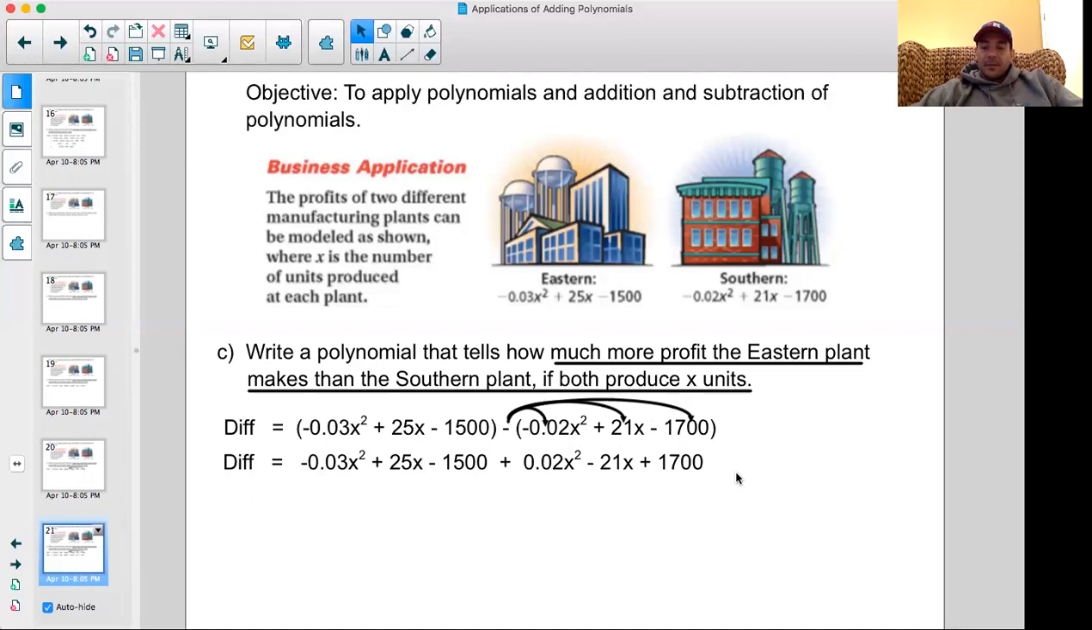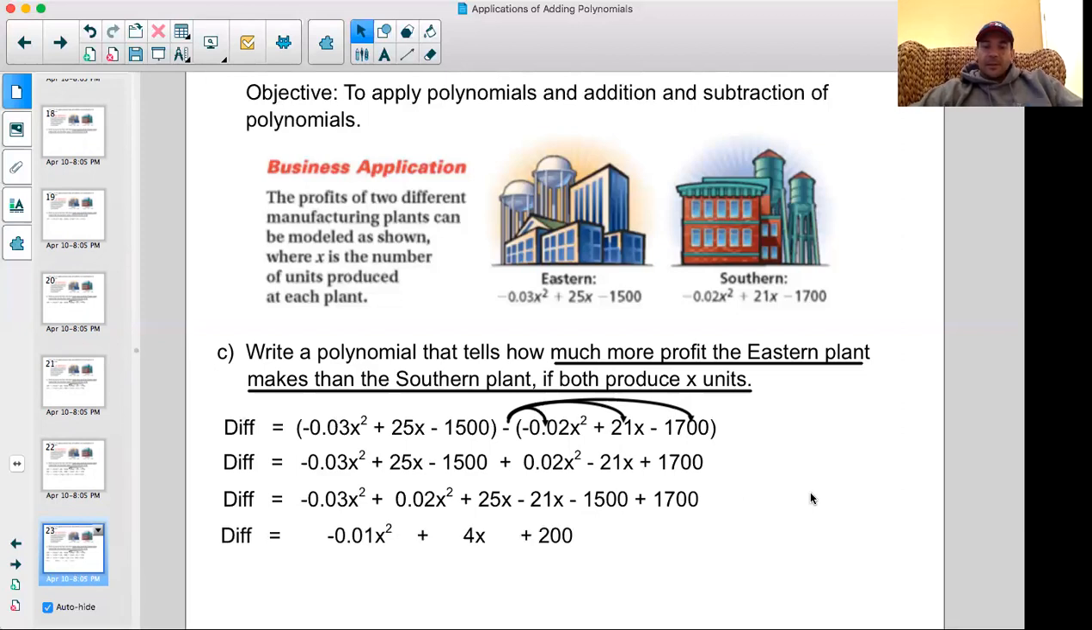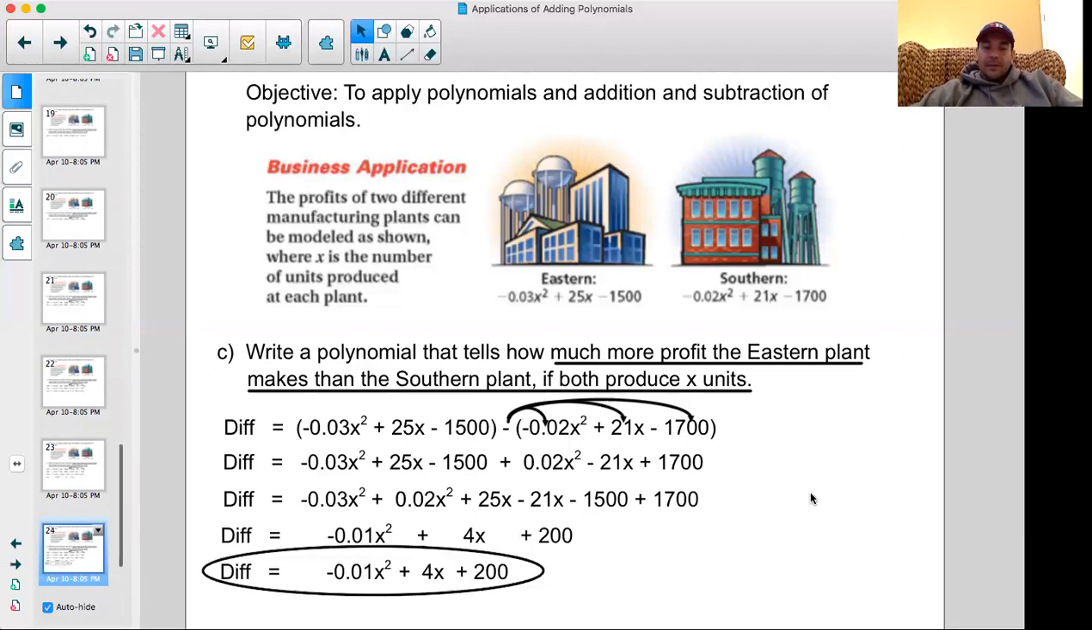So now we've got the terms we need to combine. Now I can find the like terms, bring all the signs with it. You'll see, for example, this negative 21x, when it traveled, it's still a negative 21x, and then we can combine our like terms. So our difference, eastern minus southern, is that polynomial there.